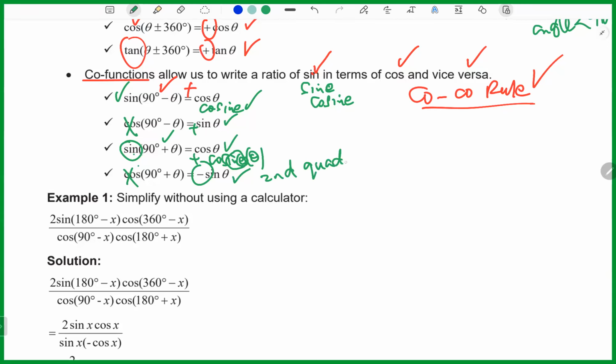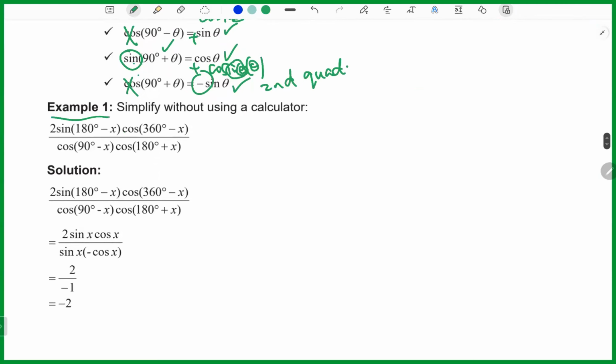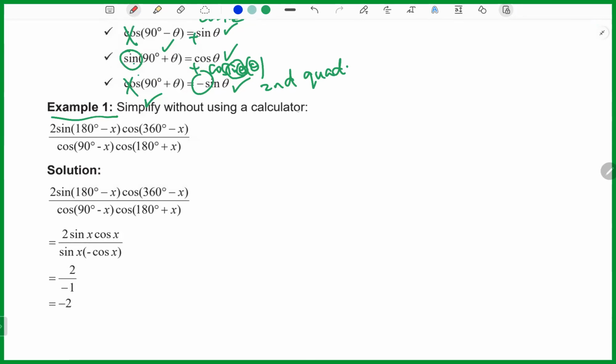Second quadrant. Let's look at an example that you need to simplify, as they come in the matric finals. Right, so at this point, you're going to have, for instance, this. Right, so you're going to have the following. You need to simplify. So to simplify this, how do you simplify this?